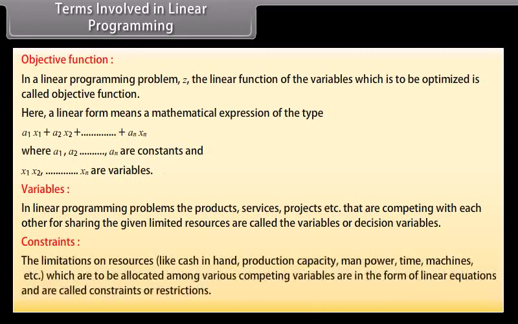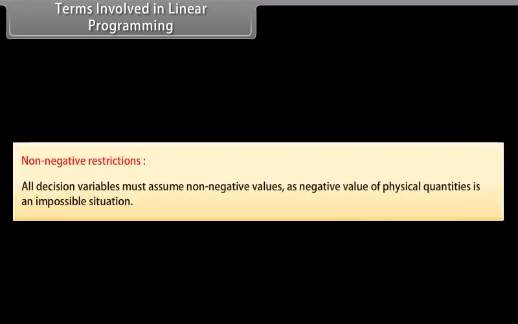Constraints. The limitations on resources like cash in hand, production capacity, manpower, time, machines, etc., which are to be allocated among various competing variables, are in the form of linear equations and are called constraints or restrictions. Non-negative restrictions. All decision variables must assume non-negative values, as a negative value of physical quantities is an impossible situation.